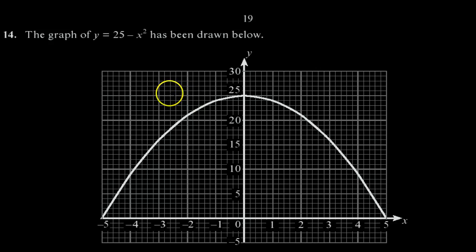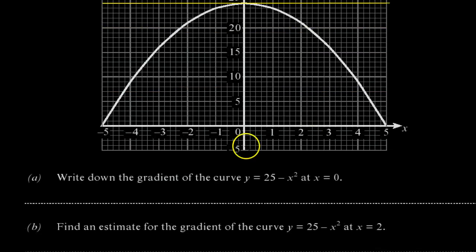Here's x equals 0, so it's the top of the curve. So we need to draw a line that's tangential to it. So I'm going to do that here, like so. And we can see that's a flat line at the top, so the gradient is 0, isn't it? So we just needed to write that down. So here, the gradient written down is 0.